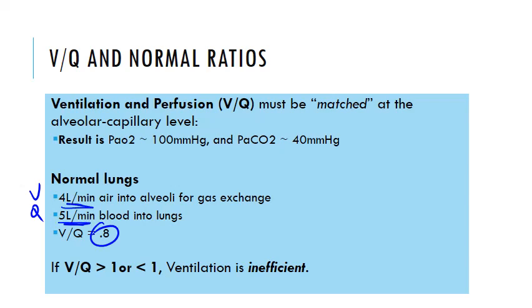But we're going to find out that ventilation and perfusion are not equal in all parts of the lung, and that ratio of V to Q changes depending on where you are in the lung. So to keep this simple, we're going to say that the ideal V to Q ratio is about 1. And this number, 1, is going to be used to gauge whether ventilation and perfusion are what we call matched or mismatched.